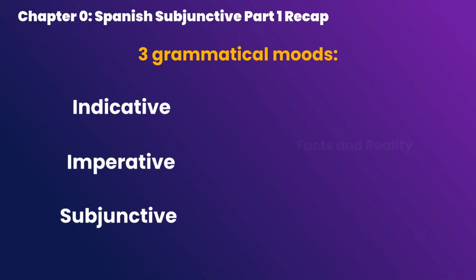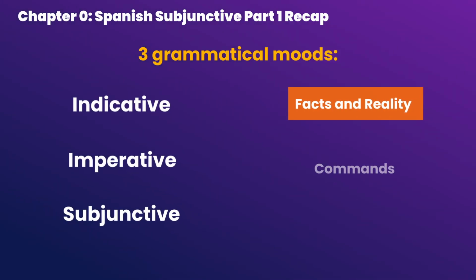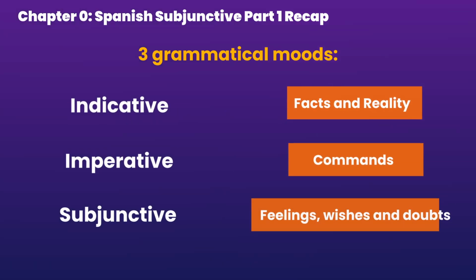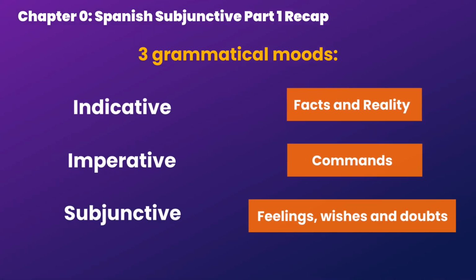Indicative mood is used to talk about facts and reality, something we perceive as true. Imperative mood is used to give commands. And lastly, subjunctive mood is used to describe feelings, wishes, and doubts about other people's actions. That is something that we do not know for certain.